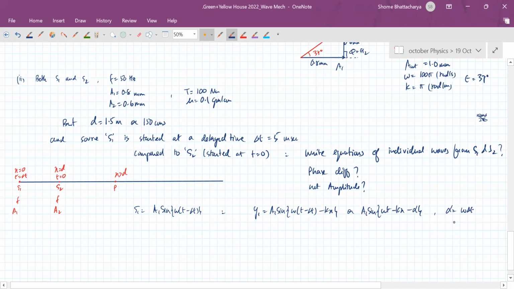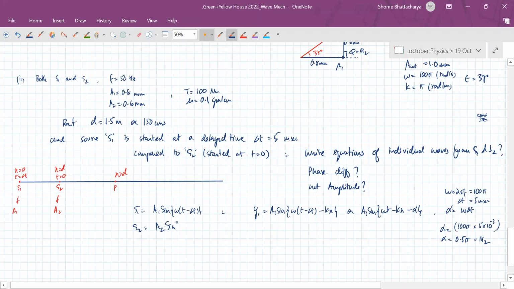So that alpha here becomes, so omega is 2 pi f, so once again it's 100 pi, and delta t this time is 5 milliseconds. So this omega delta t becomes 100 pi into 5 into 10 raised to the power minus 3. So you can see it becomes 0.5 pi, pi by 2. Okay.